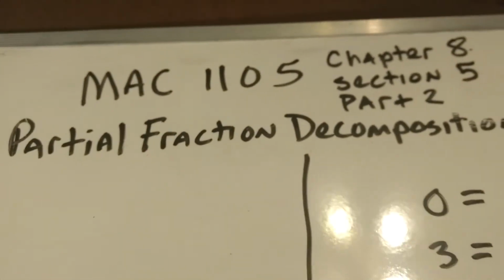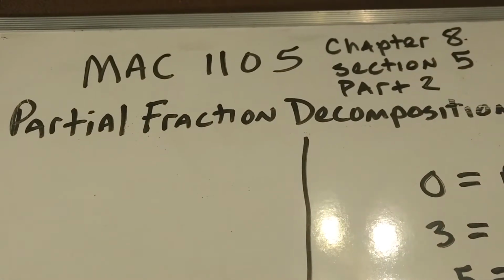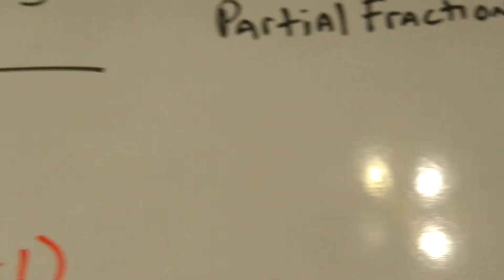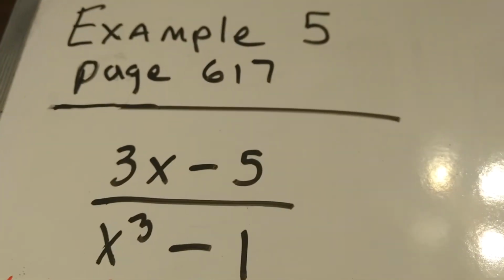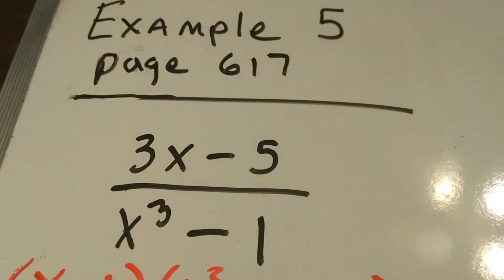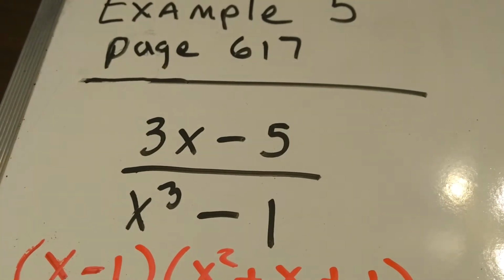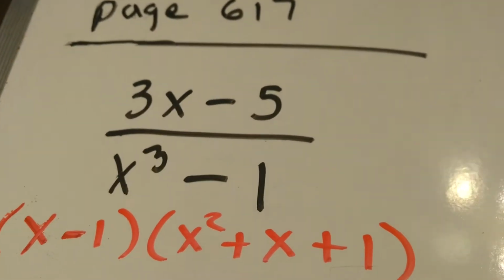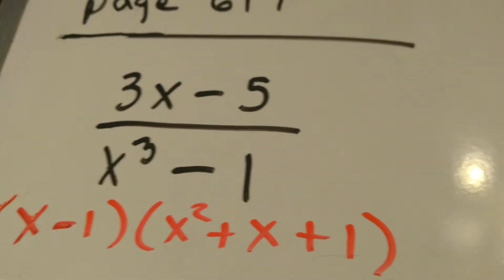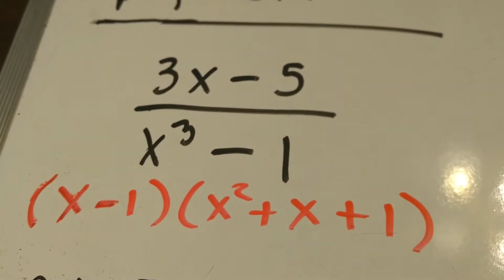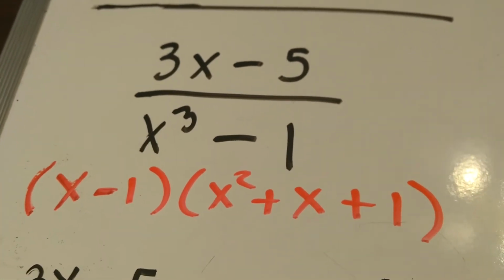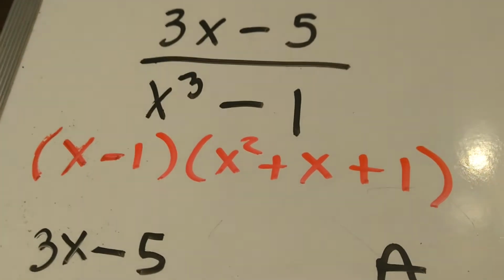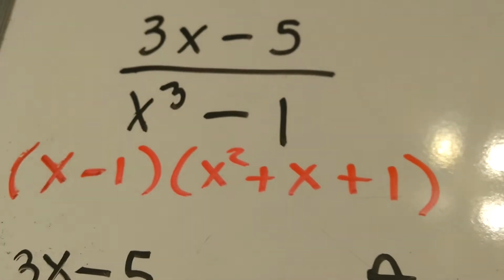This is MAC 1105, Chapter 8, Section 5, Part 2, Partial Fraction Decomposition. We've already gone over that when you factor the denominator of a rational expression, if the factors are x to the first power, you just use A, B, C, D, and so on. We've also gone over an example where if you have x to the first power and x minus 1 to the third power, you have to make your fractions x minus 1, then x minus 1 squared, then x minus 1 to the third power.